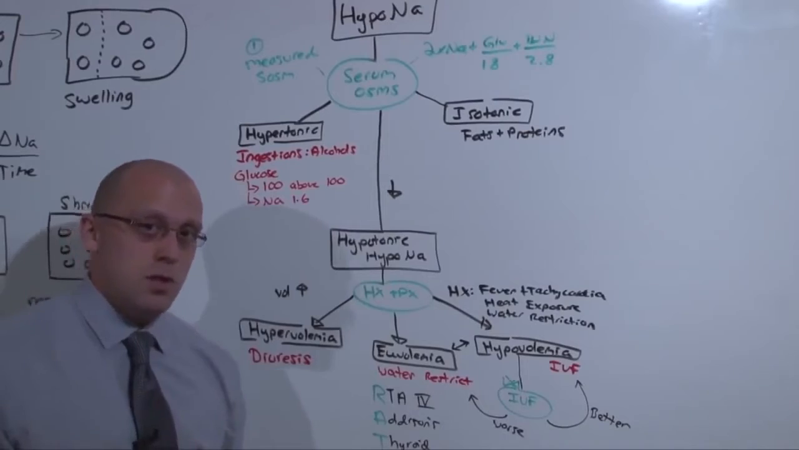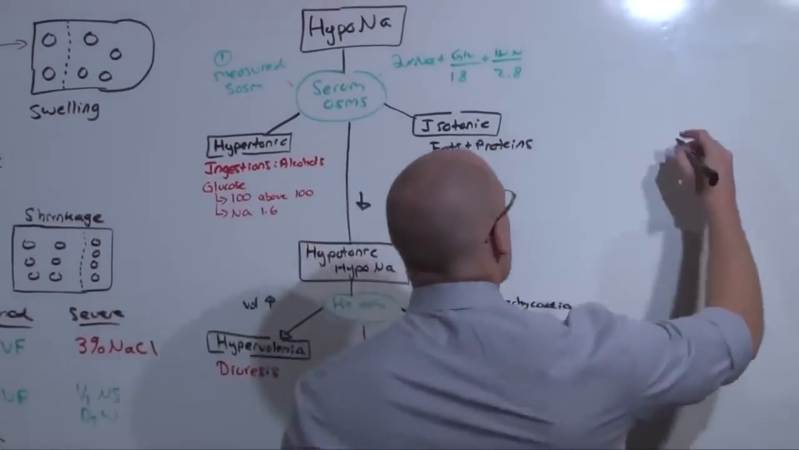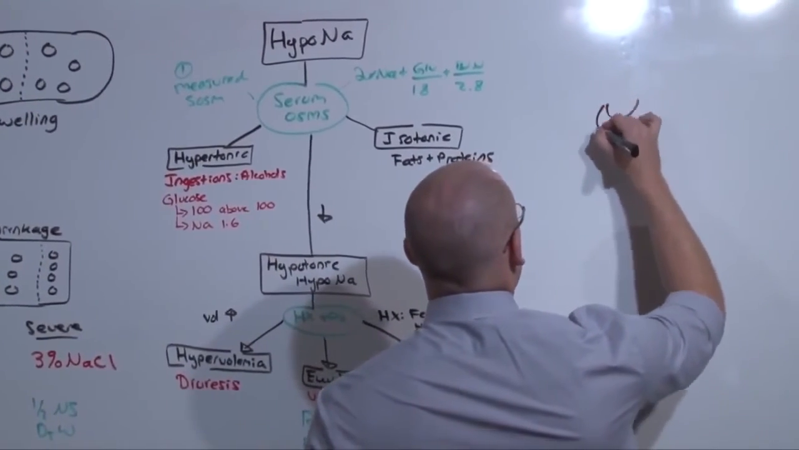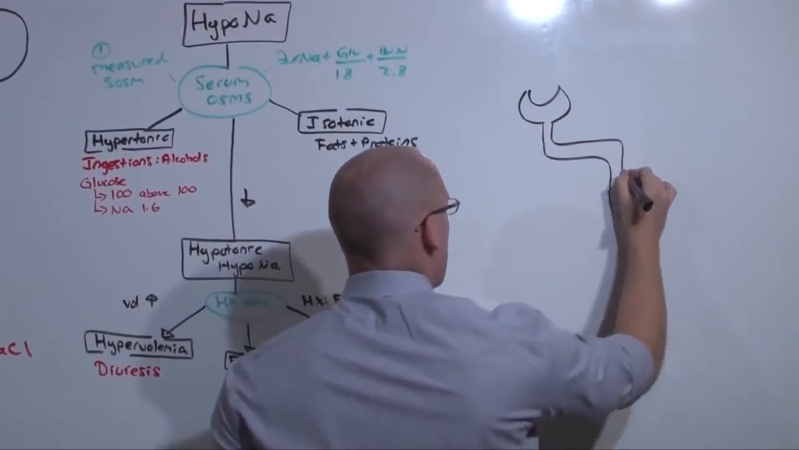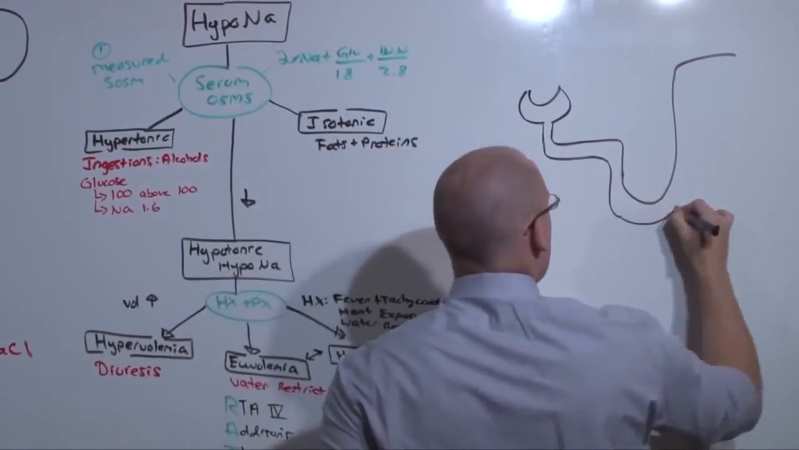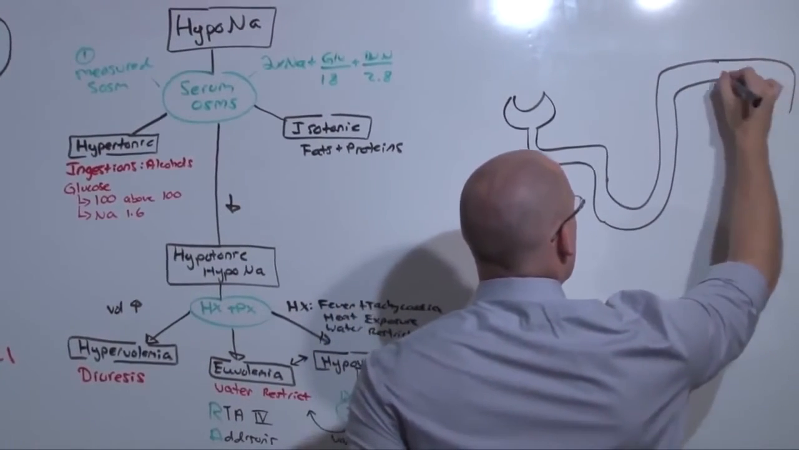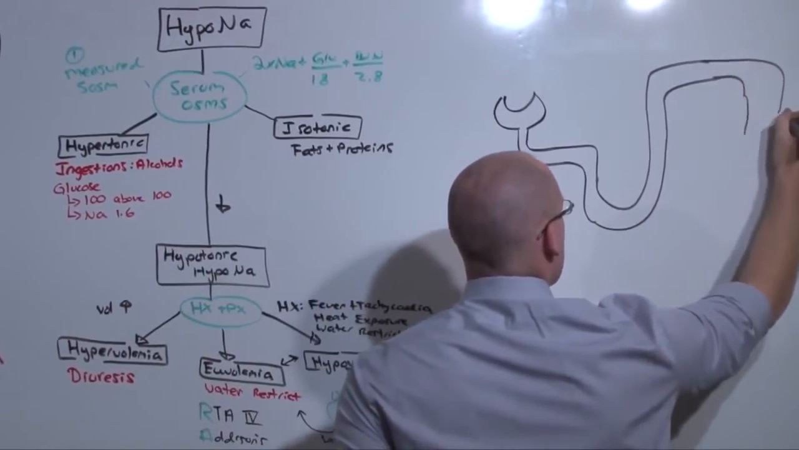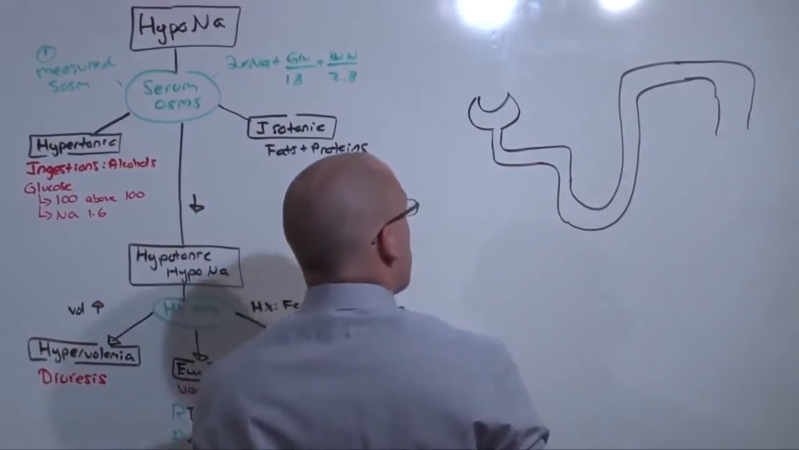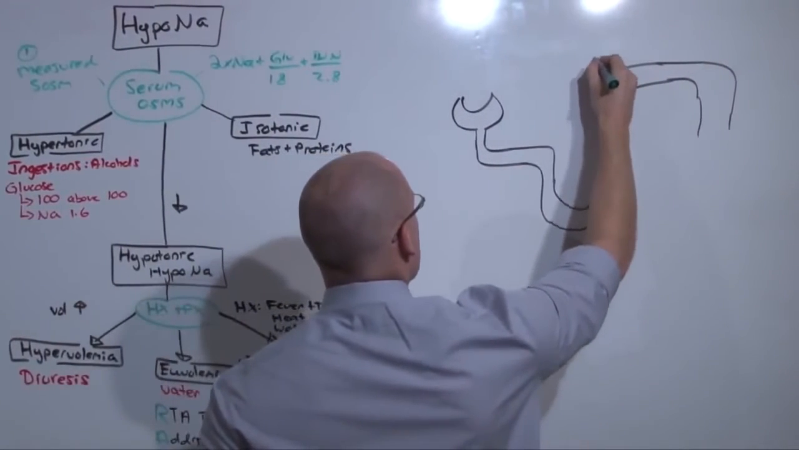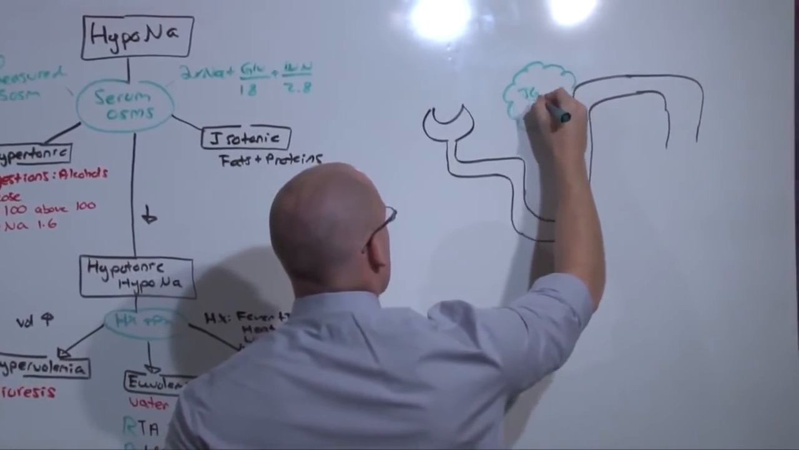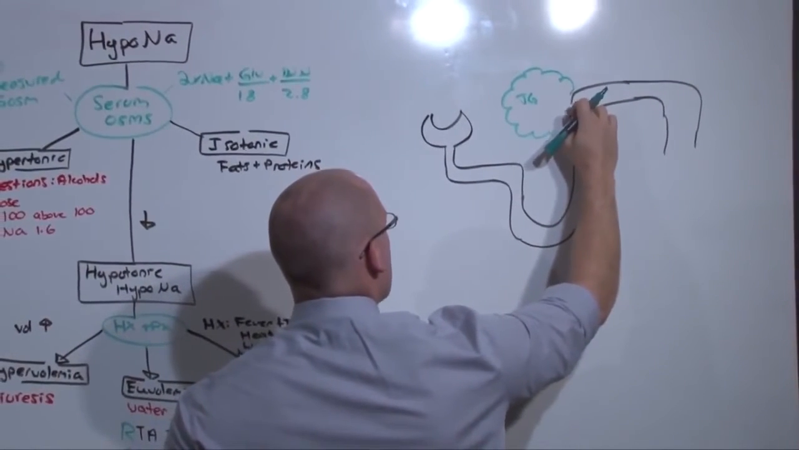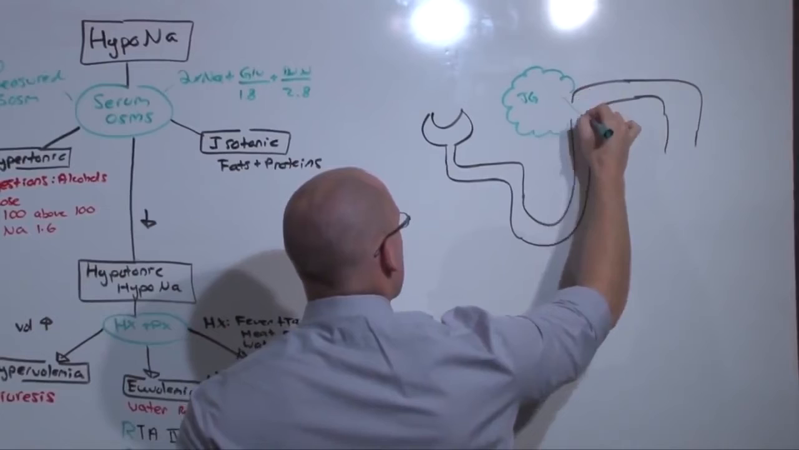It's going to be the nephron. The nephron is set up in a certain way. This is the glomerulus, the loop of Henle, distal convoluted tubule, and the collecting duct. What matters is here at the JG apparatus, macula densa. I want you to see this as a switch.